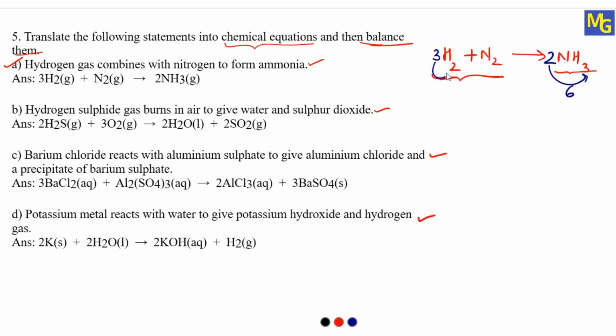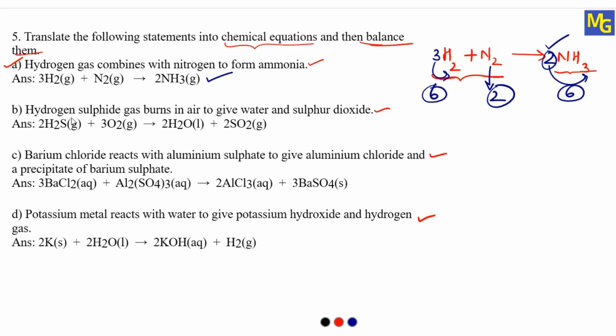So see what happens now. 3 twos are 6. This is also 6. This is balanced. This is 2, nitrogen also 2. So this is also balanced. And that's why the balanced chemical equation is this one: 3H2 gaseous state plus N2 gaseous state, and we are going to get ammonia, that is NH3. This is the answer for the first one.